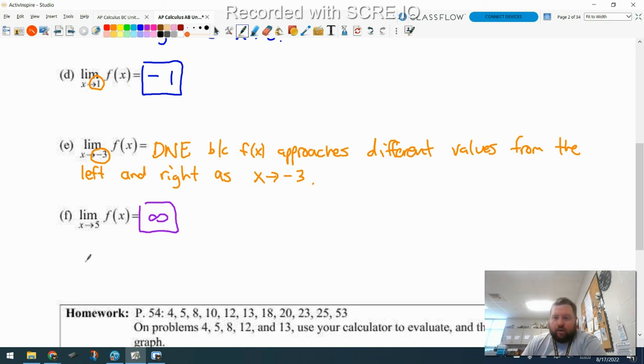The other way that you can write this, and the reason I'm telling you this is because you could see this as an answer on a multiple choice question. They could give you this exact problem, and this answer could not be there at all. They wouldn't put it, and they would put this answer instead: the limit as x approaches 5 of f of x equals does not exist.